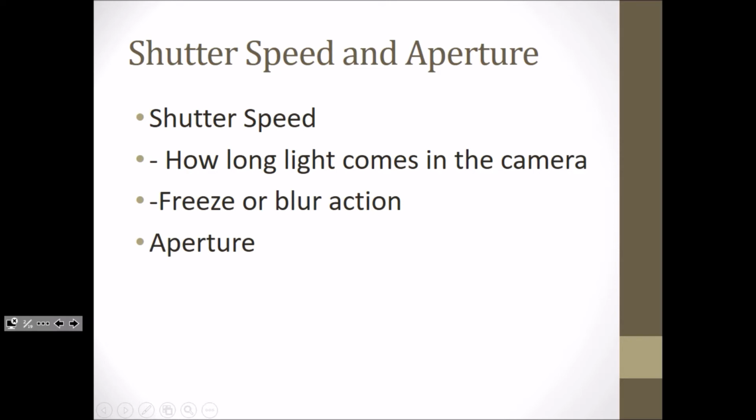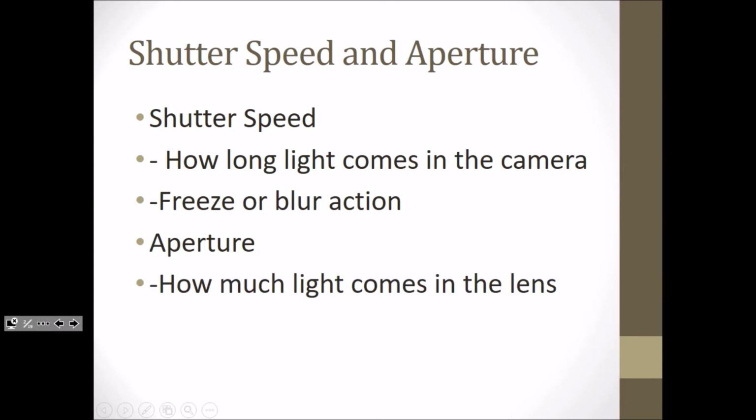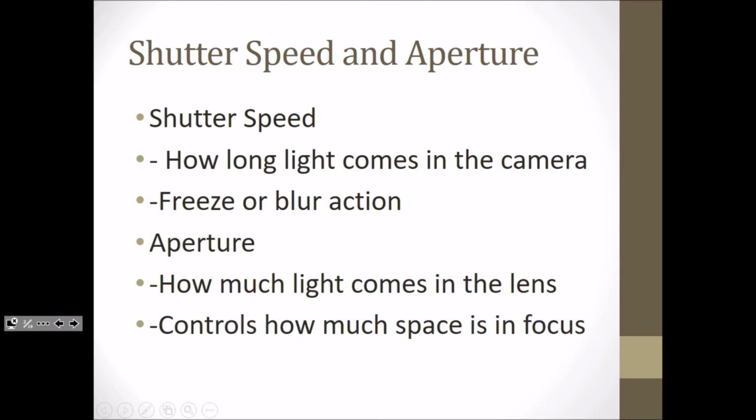Aperture is the second function we want to think about in the camera. An aperture is completely housed inside the lens. So shutter is in the camera, aperture is in the lens. An aperture is how much light comes into that lens. We can control that opening, whether it's going to be open really wide or open really small, and how much of the light is coming in at a time.